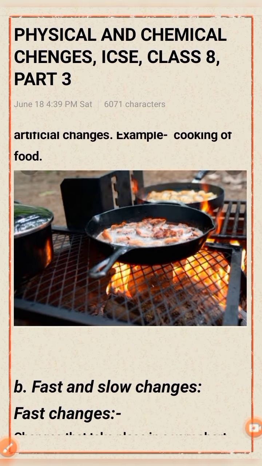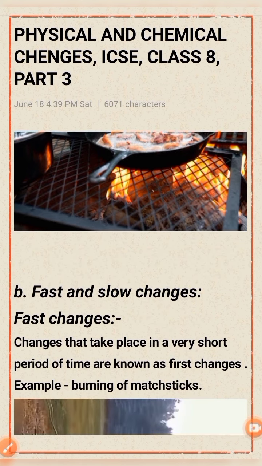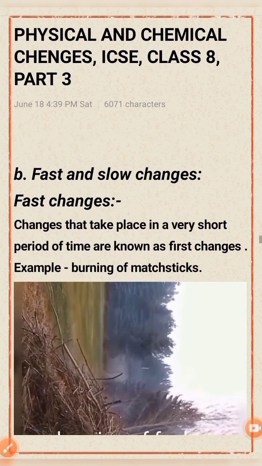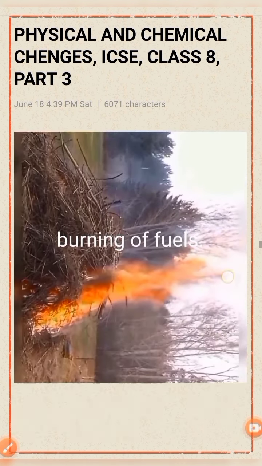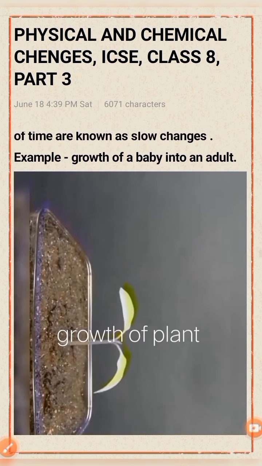Next difference, fast and slow changes. Fast changes: changes that take place in a very short period of time are known as fast changes. Example, burning of matchsticks. Show the video of burning of oils. Next, slow changes. Changes that take place over a long period of time are known as slow changes. Example, growth of a baby into an adult. Show the video of the growth of a plant.